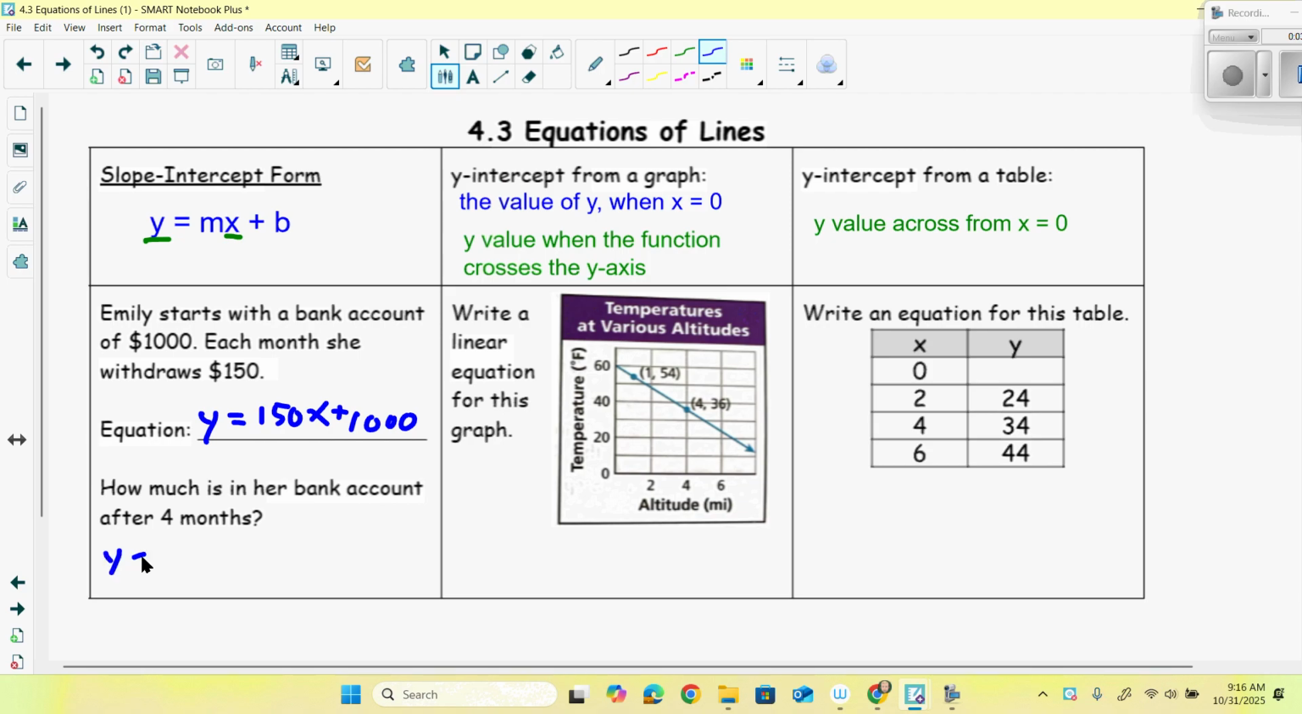How much is in her bank account after 4 months? Well, I can do this. y equals 150 times 4, and then plus the 1,000 she started with. And we can do that kind of quickly. 150 doubled is 300, so that's $600. Plus the original 1,000, she has $1,600 in her account.